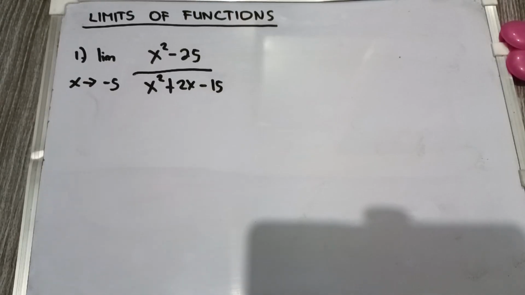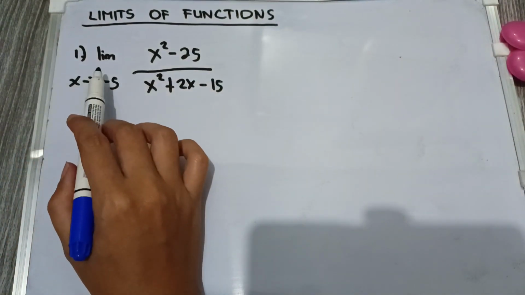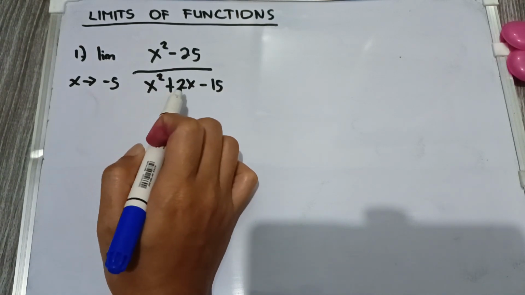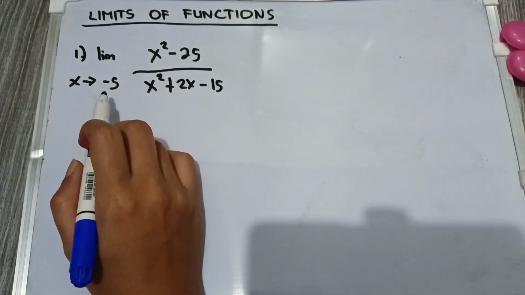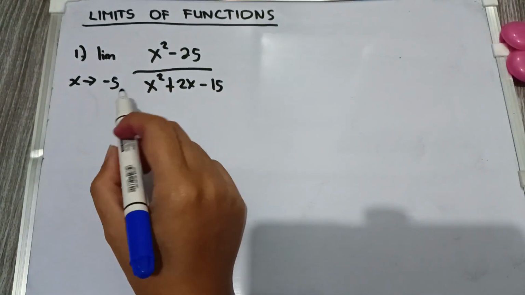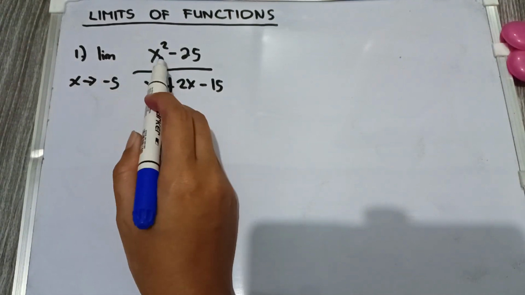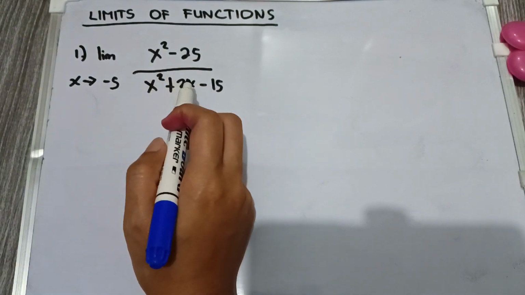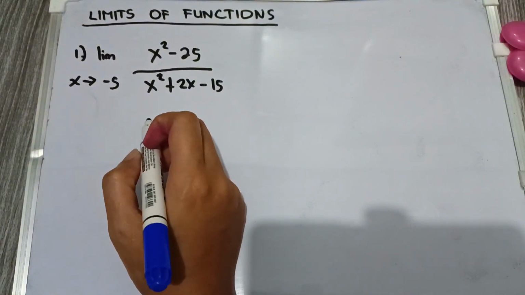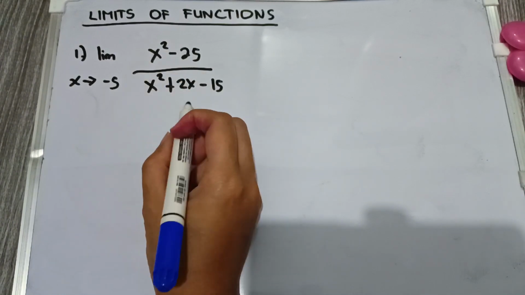In this video, we're going to find the limits of functions. For example, number 1, the limit of x squared minus 25 all over x squared plus 2x minus 15 as x approaches negative 5. In order to find the limits of a function, we need to substitute the value of x into this equation, but we cannot directly substitute it without factoring the terms.